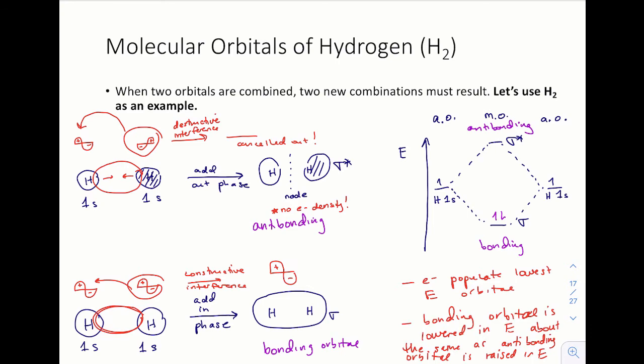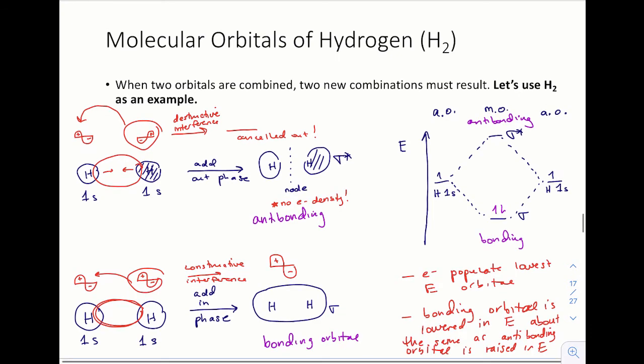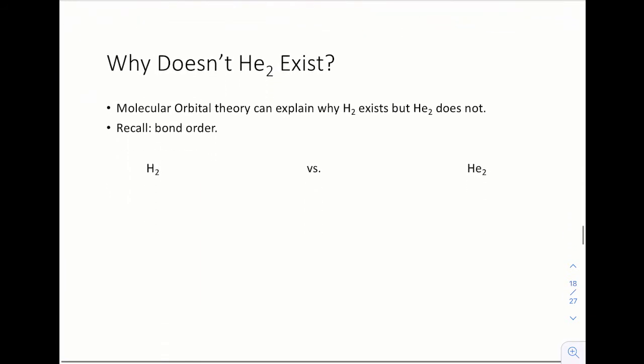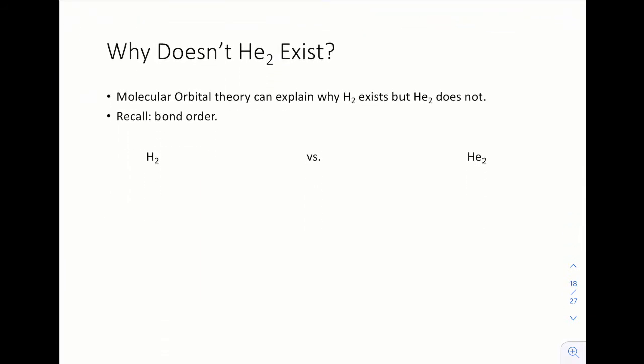All right, be sure that you have a handle on this before we use molecular orbital theory to explain why helium-2 does not exist. And again, one more time, if you need more details or slower explanation, more examples, go to the full molecular orbital lecture from Organic Chemistry 1.